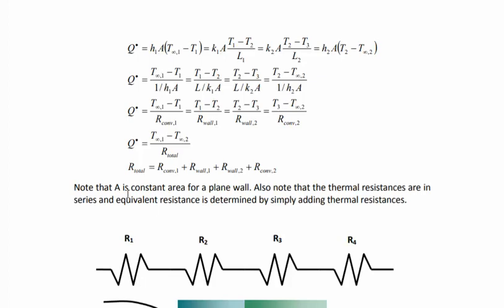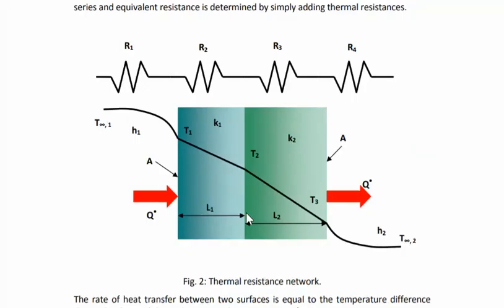Where we have to focus on the area, which is a constant area for a plane wall, and the thermal resistances are in series, and the equivalent resistance is determined by adding the resistances. The temperature of the surroundings will be taken as infinity at point 1, and the temperature at point 2 will also be the surroundings, infinity. The temperature difference will come across T1 and T2.